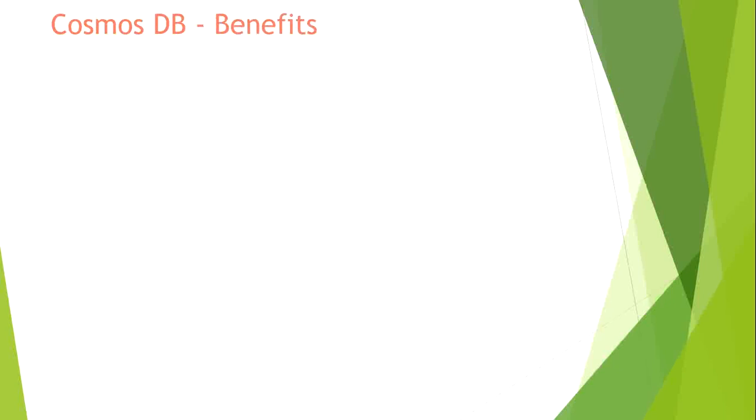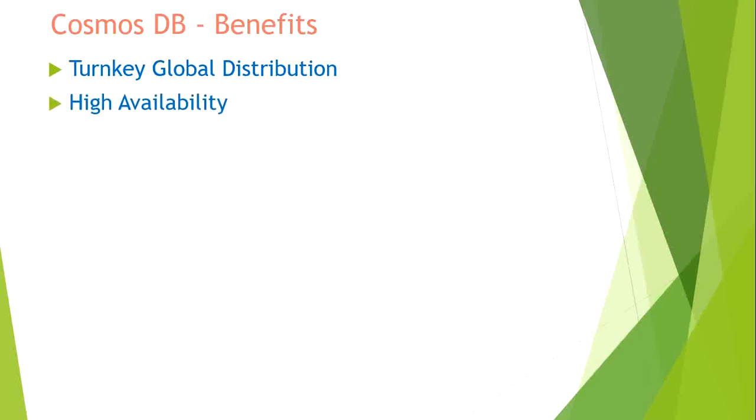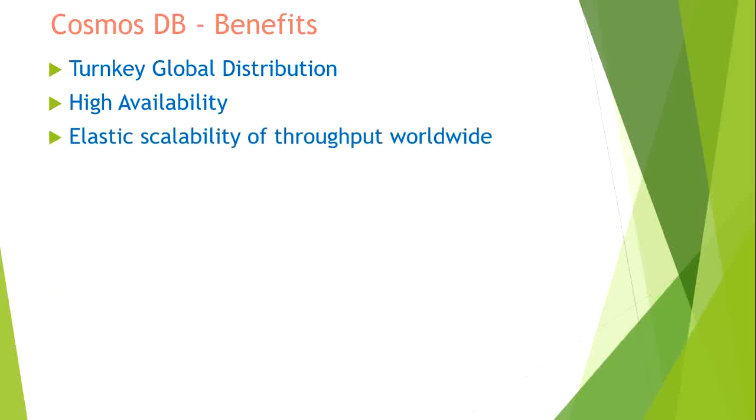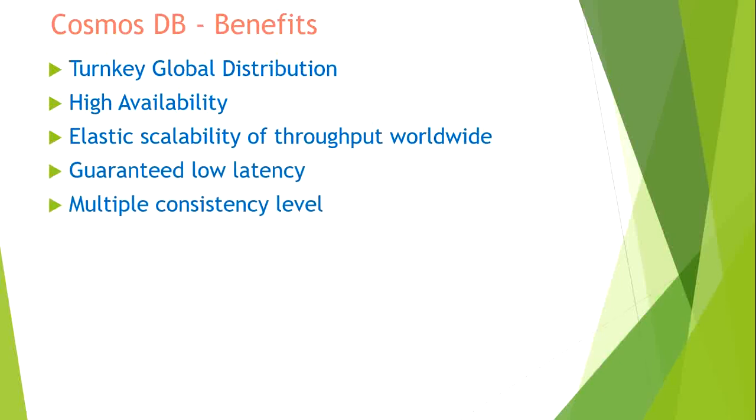So let's take a look at what the Cosmos DB benefits are. Turnkey global distribution. That means you can increase or decrease the global distribution of the database within a single click, and you can invoke it using a script as well. It's highly available. Elastic scalability of the throughput worldwide. That means you can increase or decrease the throughput wherever you want, whenever you want. Guaranteed low latency, multiple consistency levels.